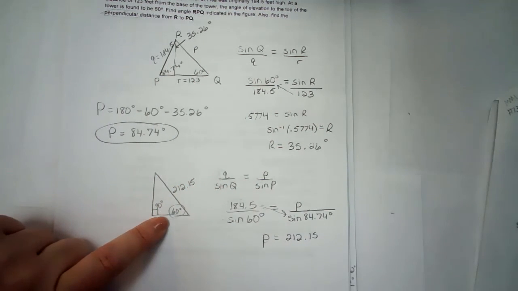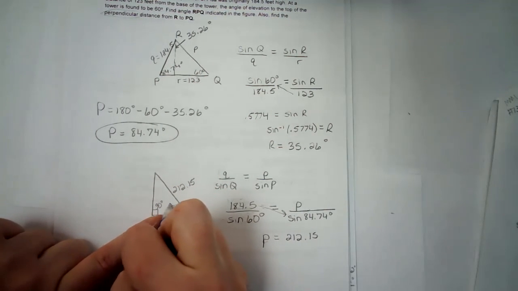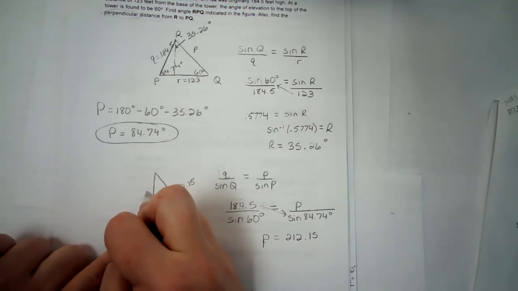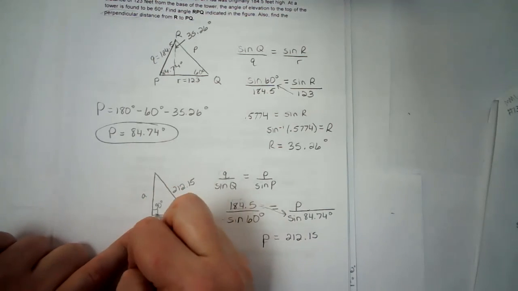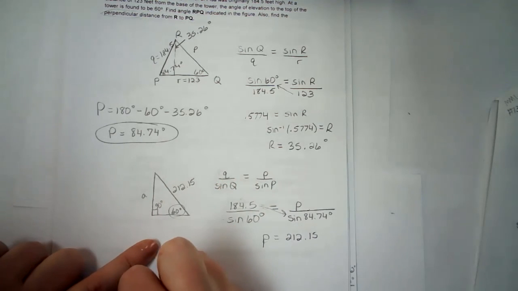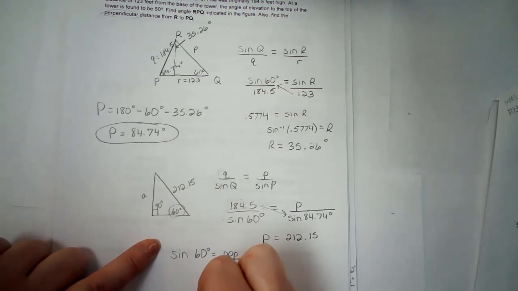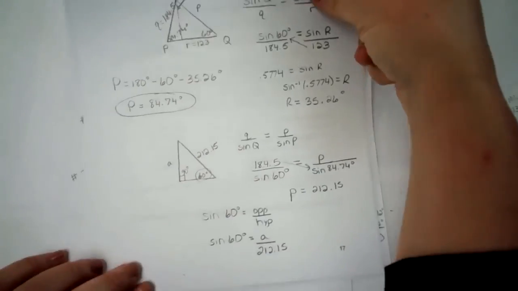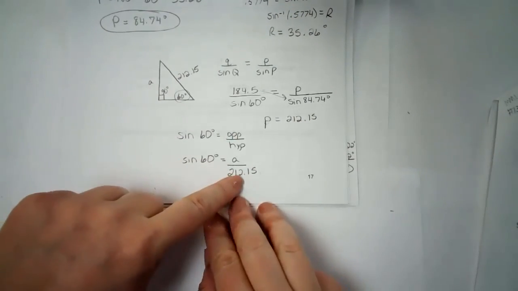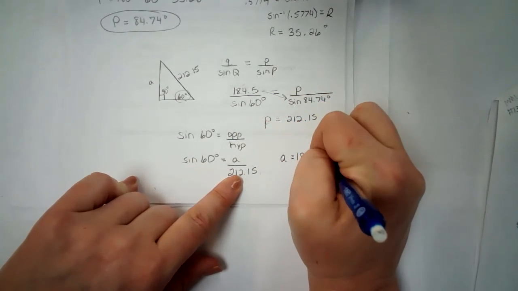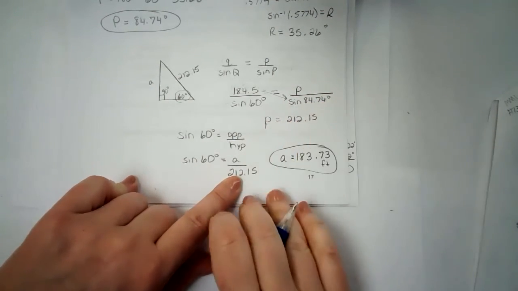I'm sitting here again at 60 degrees, and I look over to here. This is my opposite, which is what I'm trying to find, this opposite over here. And I have my hypotenuse. So I can use the fact that sine 60, SOHCAHTOA, is opposite over hypotenuse. And when I multiply these two together, A is going to give me 183.73 feet. And there we go.